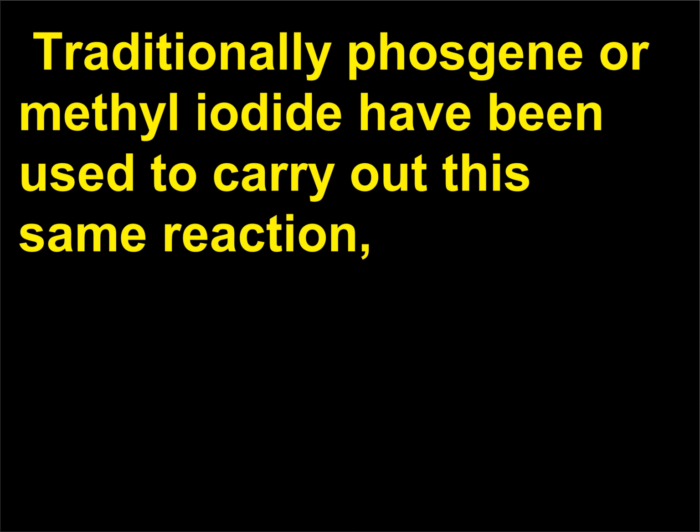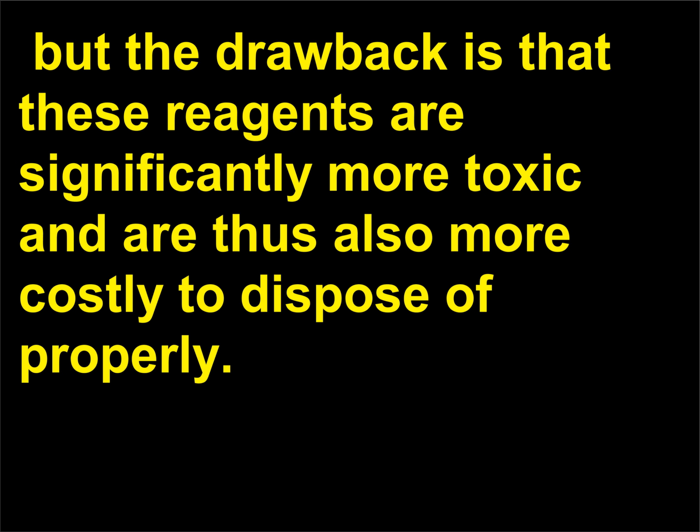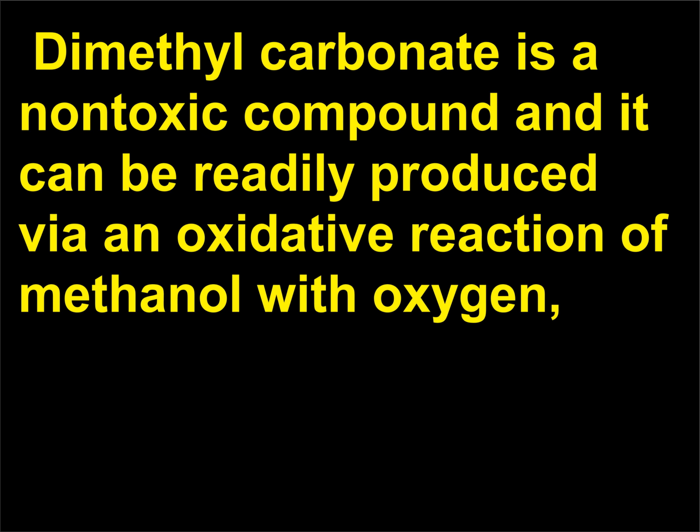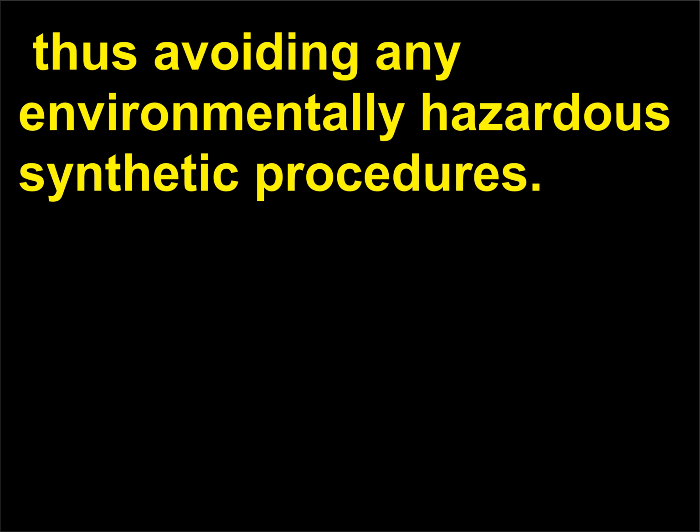Traditionally phosgene or methyl iodide have been used to carry out this same reaction. But the drawback is that these reagents are significantly more toxic and are thus also more costly to dispose of properly. Dimethyl carbonate is a non-toxic compound and it can be readily produced via an oxidative reaction of methanol with oxygen, thus avoiding any environmentally hazardous synthetic procedures.